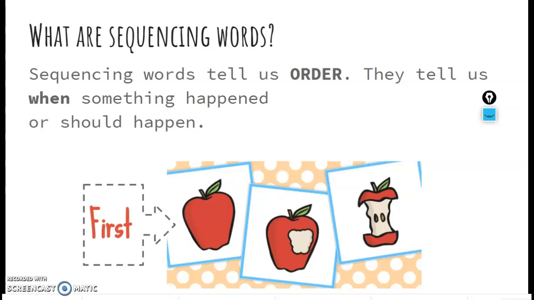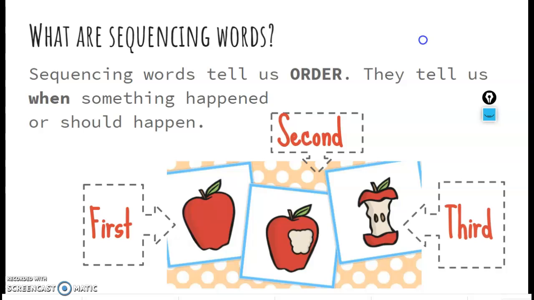So pointing at the whole apple, first I had a whole apple. Second, I took a bite of my apple. And third, I ate the whole apple up. So these words, first, second, and third, are some examples of sequencing words. They tell us the order that those 3 pictures go in and when things happened.